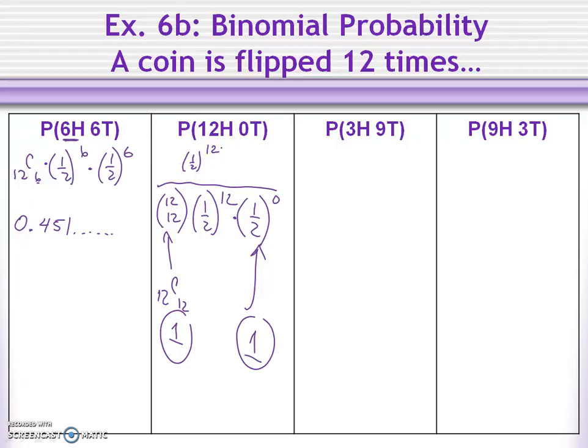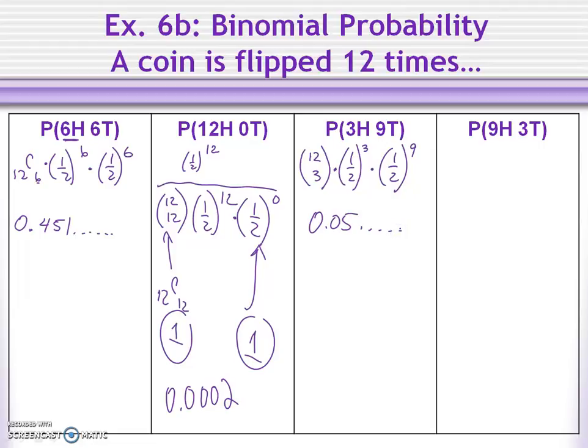Okay. By the way, numerically, very unlikely, 0.0002. So this would be 0.02%. So that's pretty unlikely to get 12 heads and no tails. 3 heads, 9 tails would be 12c3 times 1/2 to the 3rd power. That's the probability of heads. 1/2 the probability of tails to the 9th power. Again, 0.05 something, something, something.